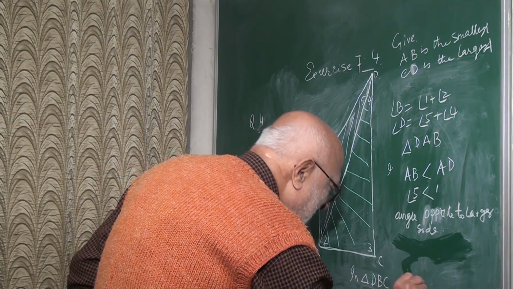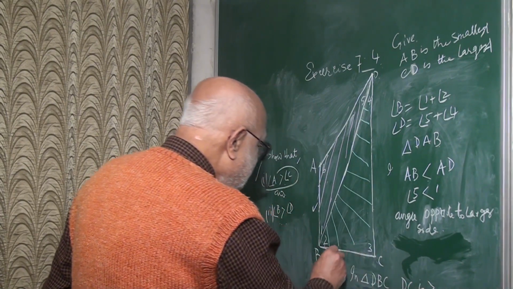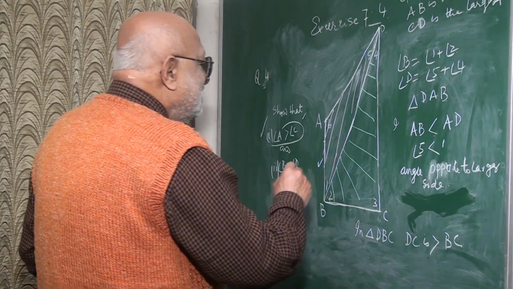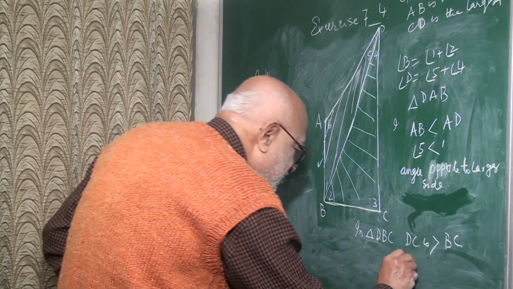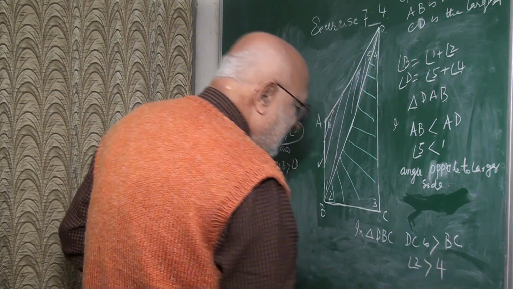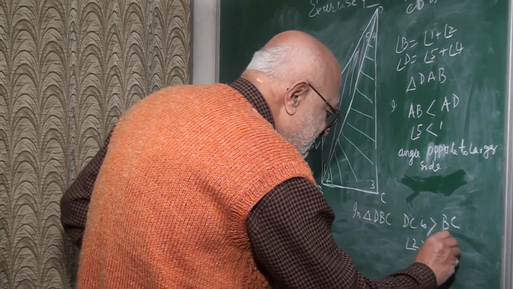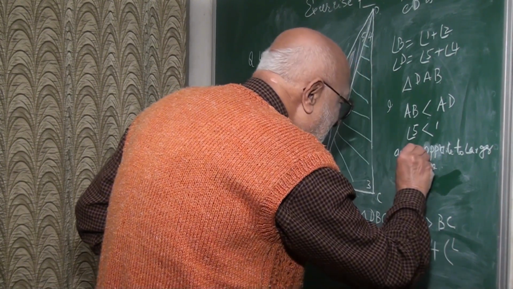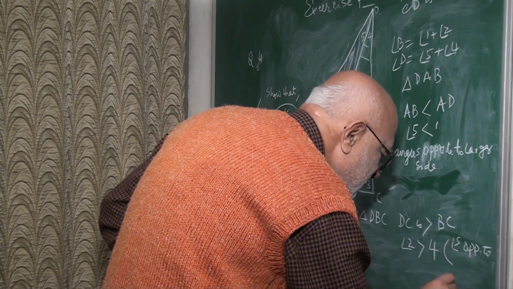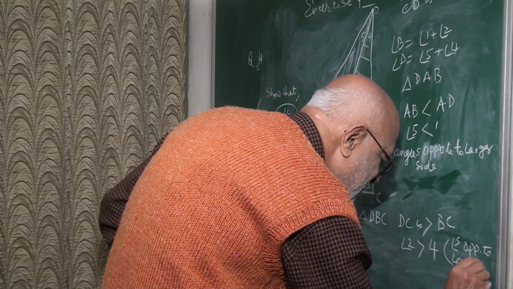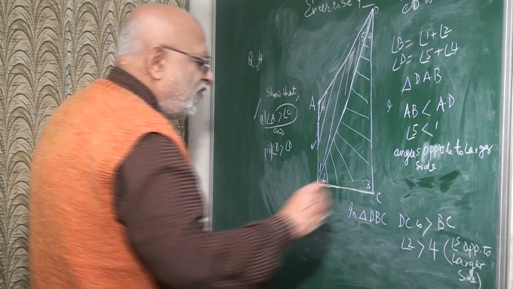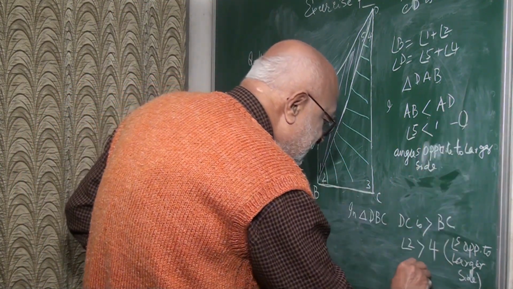DC is greater than BC. Okay. Now if DC is greater than BC, opposite to this is angle 2, which is greater than the angle opposite BC, that is angle 4. Okay, right? Again the same thing: angles opposite to larger sides. Okay, now I have got 1 and this is 2.